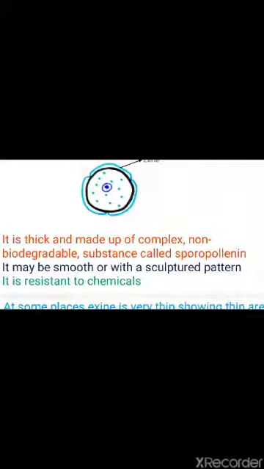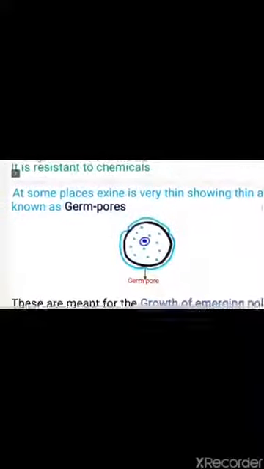That means the outer wall of exine, externally, may be smooth or may have a sculptured pattern, and it resists chemicals. So this exine, the outer thick wall, is made up of a non-biodegradable substance called sporopollenin, and it resists chemicals.